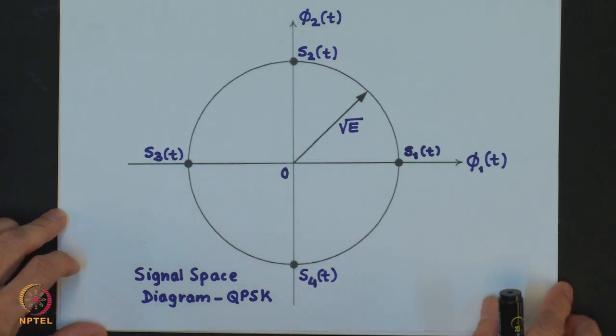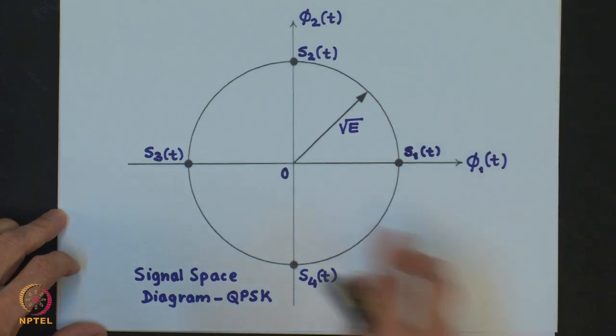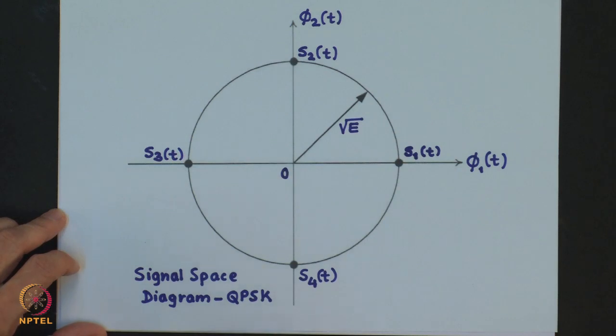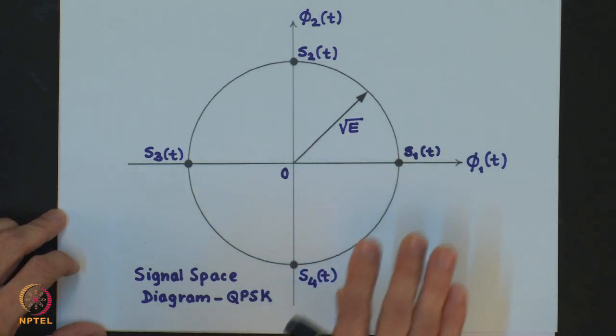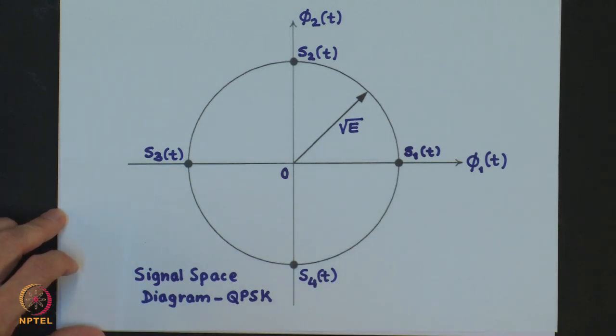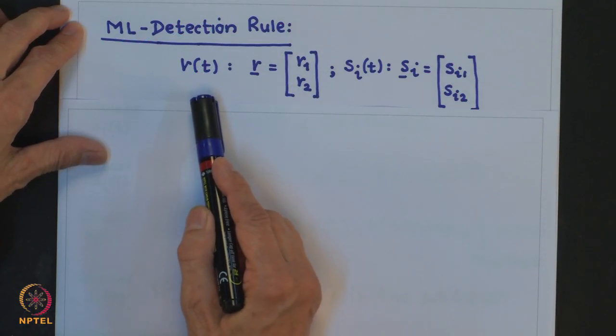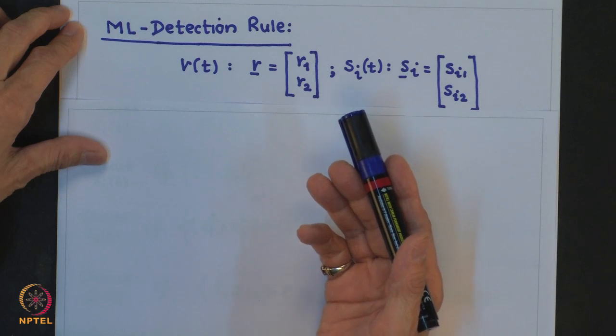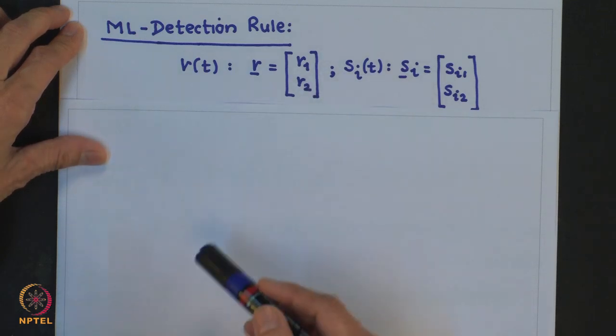Now, let us determine the optimum receiver for this. We assume that all these four signals are equiprobable, and we have an additive white Gaussian noise channel, a zero mean noise process with the variance N0 by 2 as usual. For this we know from our earlier study that we can use the maximum likelihood detection rule, and if we deploy that rule, let us see how we generate our optimum receiver. The first thing we do is basically take the received signal r(t), and since our basis signals are 2 in number, our signal constellation is 2 dimensional.